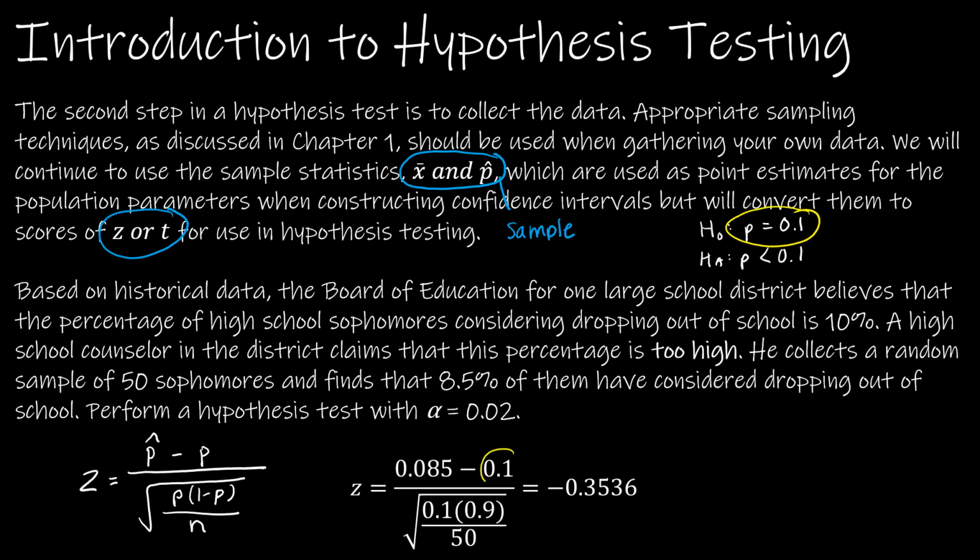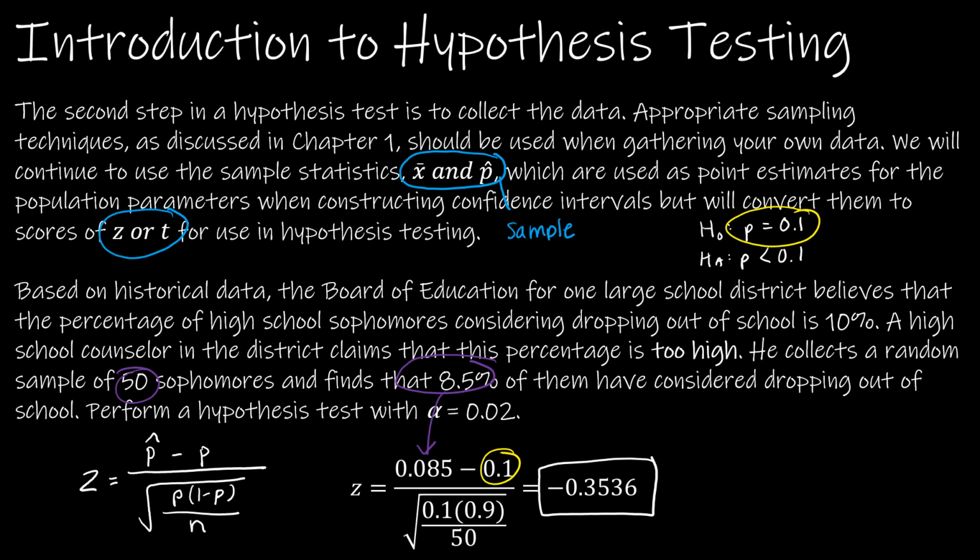That's where this guy came from. P hat was the observed percentage. So we observed 8.5%. That's where that guy came from. And then, of course, 0.1, 0.9, and then 50 from N. So now we have a z-score.